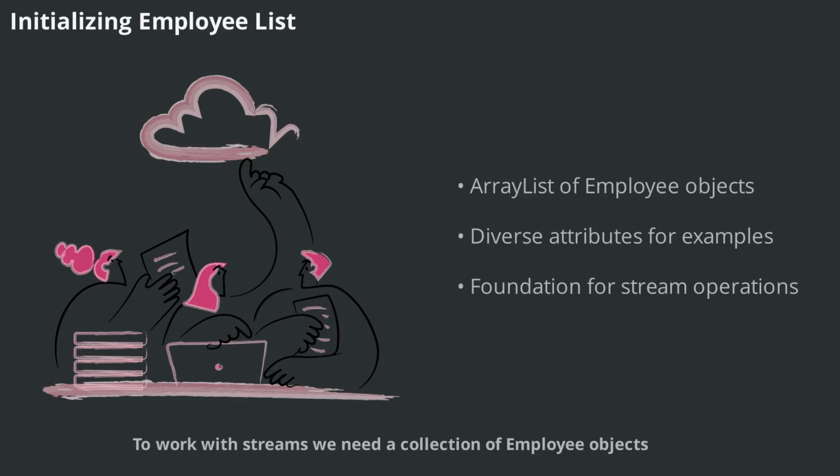To work with streams, we need a collection of employee objects. We initialize an ArrayList and add several employees with various attributes. This setup allows us to perform a wide range of operations, such as grouping by city or department, filtering by age, and calculating statistics. Having a diverse list helps us demonstrate the full power of the Stream API in handling real-world data scenarios.